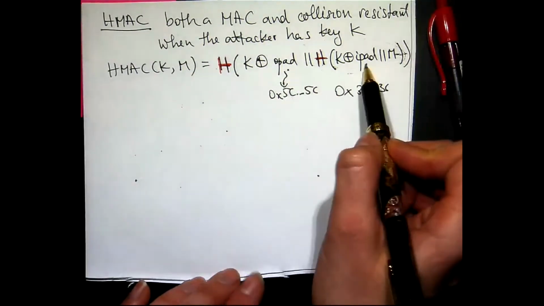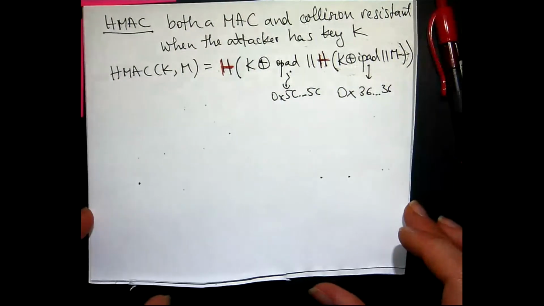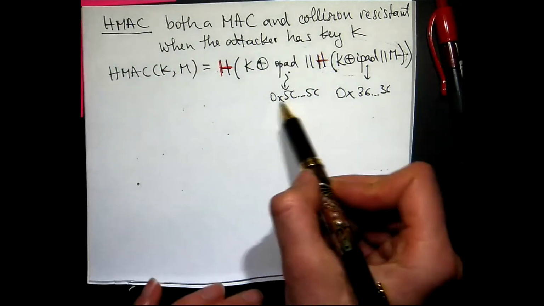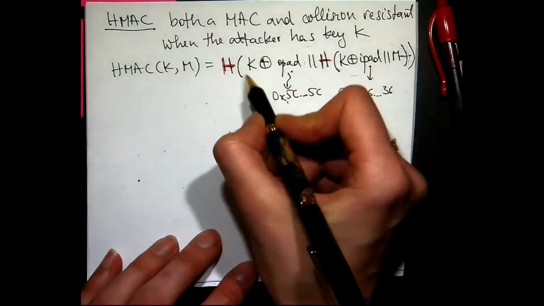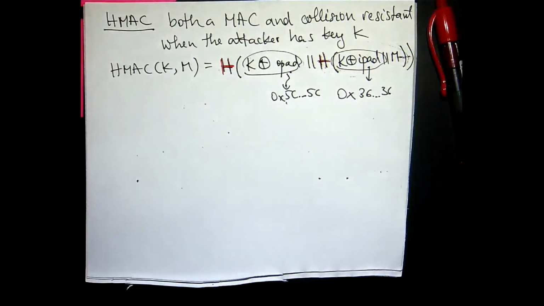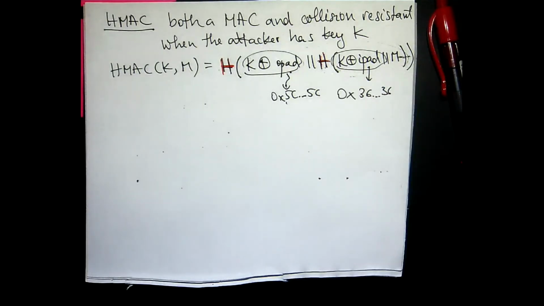And why are this OPAD and iPad these strange numbers? Well, all that's really needed is that the two keys are different to prevent these length extension attacks. So people chose these OPAD and iPad in particular. These would make these two keys different because the pads are different. But again, you don't need to know for the class how those length extension attacks work. But what you do need to understand is the following.